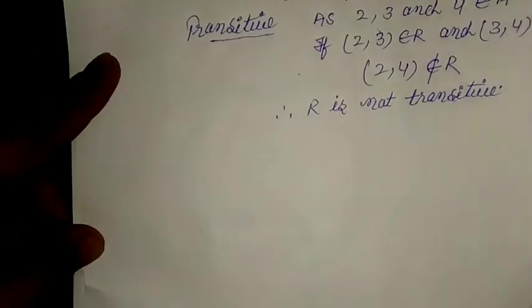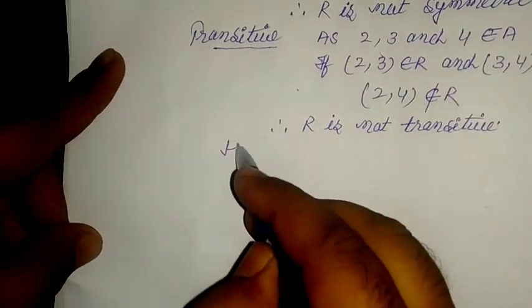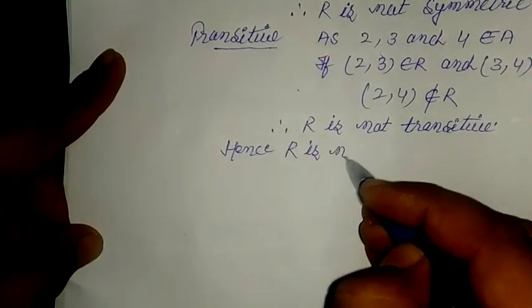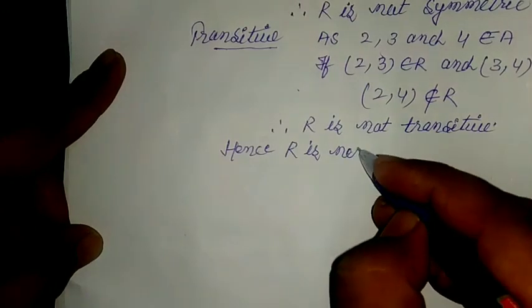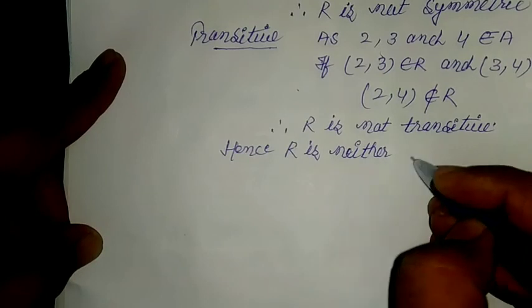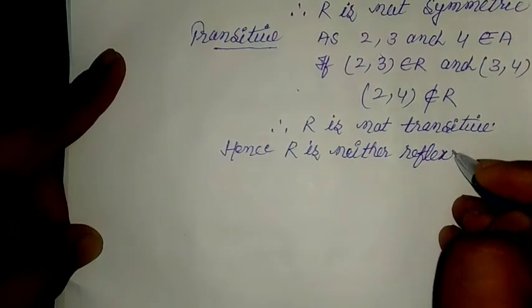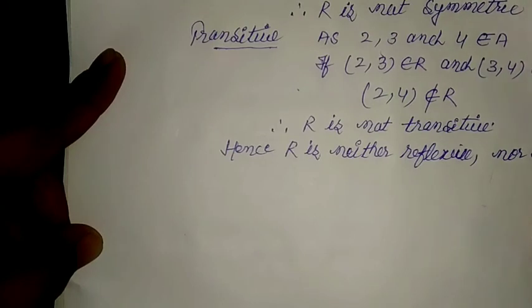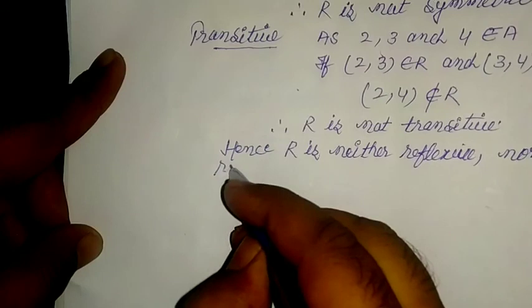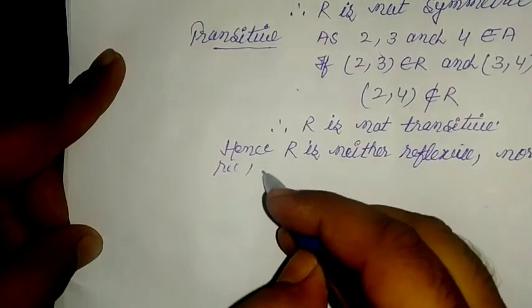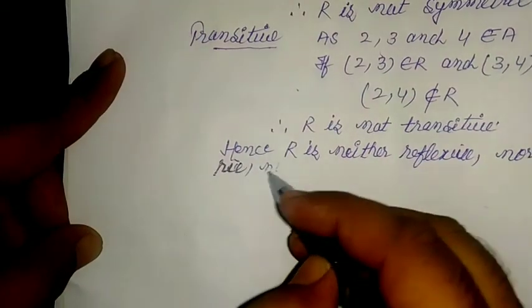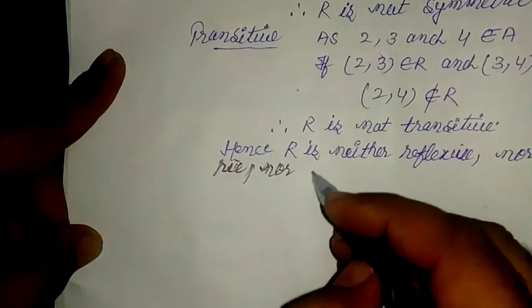Hence we can write R is neither reflexive nor symmetric nor transitive.